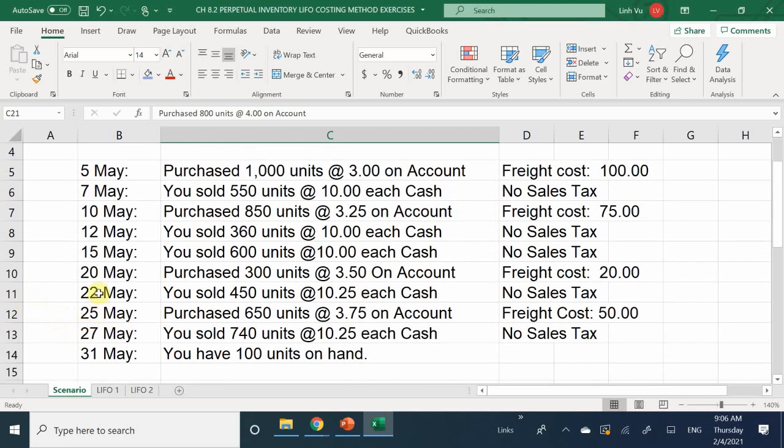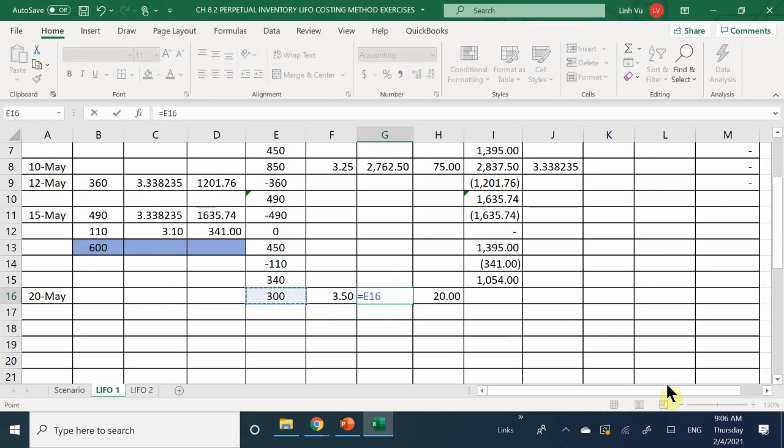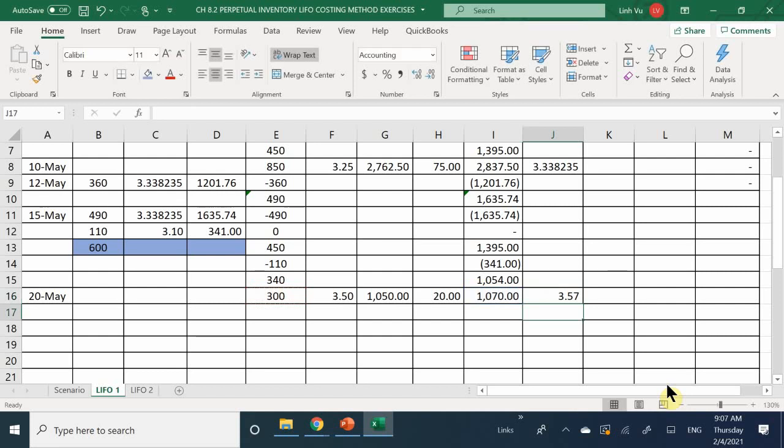Now on May 20th, we made another purchase. 300 units at $3.50, $20 freight. Okay, so what is my total purchase price going to be? $10.50 plus 20. My total cost is going to be $1070. Making my cost per item to be 3.56667. Okay, so let me go ahead and expand that.